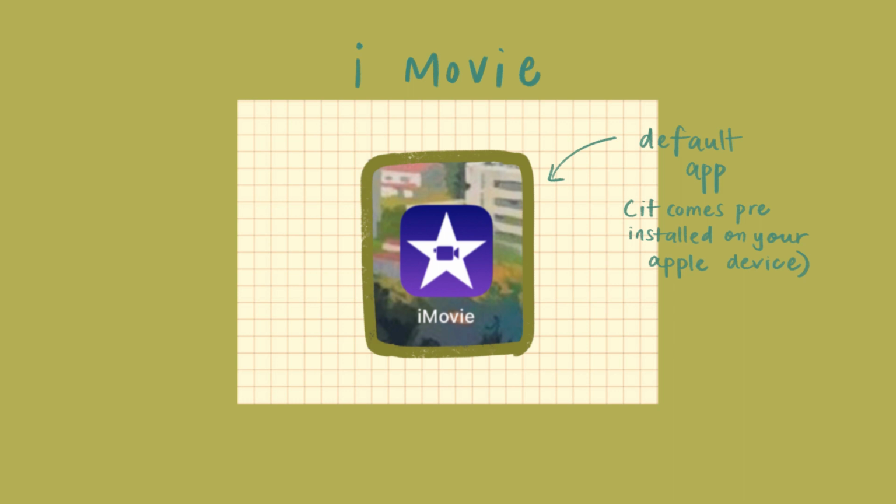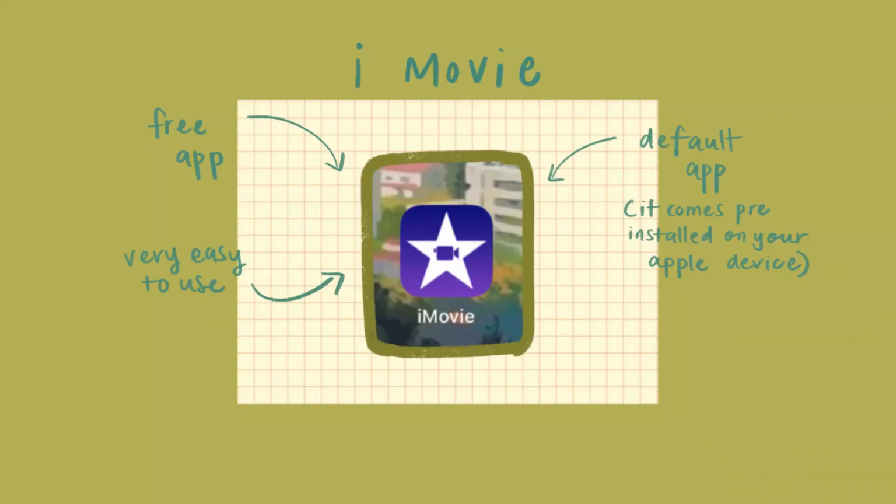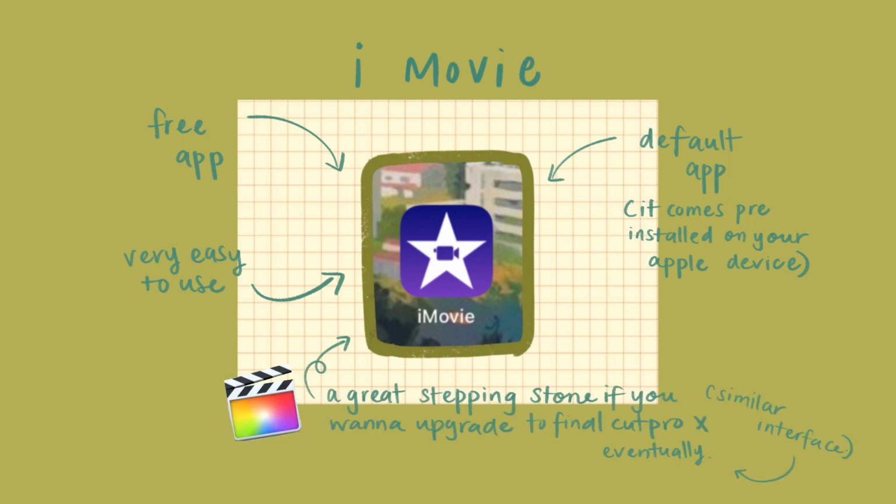But if you're an iOS junkie like me, aside from my laptop, another great app that you can use, especially if you're starting out, is called iMovie. And I think it's a default app that just comes with your MacBook or your iPad or your iPhone when you get it. The great thing about this is that you can edit even from the comfort of your own phone. It's a free app and it's very easy to use and a great sort of stepping stone if you want to eventually upgrade to Final Cut Pro one day. I've heard that the user interface is very friendly, and iMovie and Final Cut Pro are very similar.